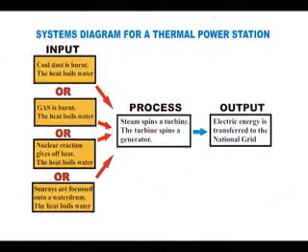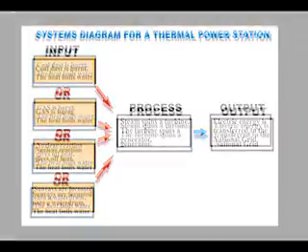Let's look at a systems diagram for a thermal power station. The input for all types of thermal power station is the same. Perhaps coal dust is burnt, heating water to make steam, or gas is burnt and the heat boils water, or a nuclear reaction gives off heat and the heat boils water, or we can even use the sun rays and focus them onto a water container and the heat will boil that water.